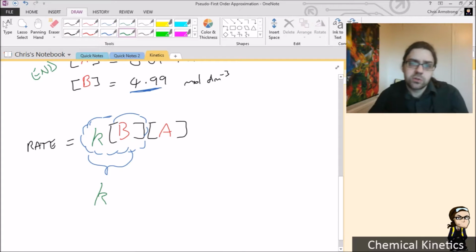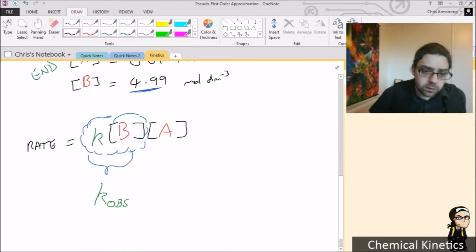There are various ways of doing this. Sometimes people call it k prime, stick a little prime up there. Alternatively, we can call it k observed. That's my personal preference, k obs. And we can bring this down as well. So as an approximation, our rate actually is this.